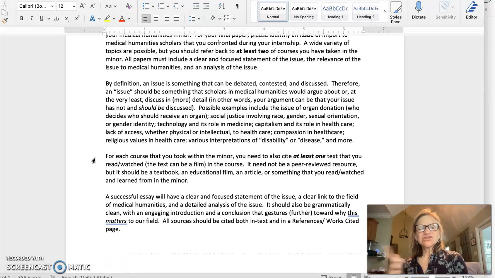But this is really important. For each course that you took within the minor, you need to cite at least one text that you read or watched. So it can be a film. I know a lot of us like to show films in the course. It should be a textbook, an educational film, an article, or something that you read and watched and learned from in the minor. Yeah?